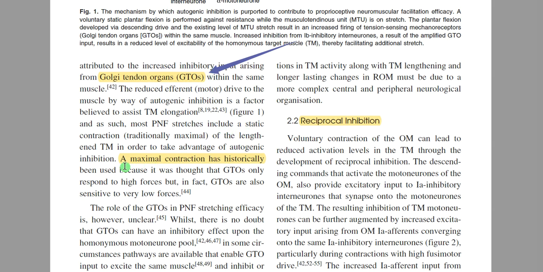I do want to mention that a lot of previous research and clinical practice has been focused around this maximal contraction. Or even sometimes we use submaximal, but at a high level. So it could be 80-90% of MVIC, or maximum voluntary isometric contraction. But I do want to highlight here that, in fact, GTOs are also sensitive to very low forces. So it may not be necessary to use a high MVIC to elicit the contraction.